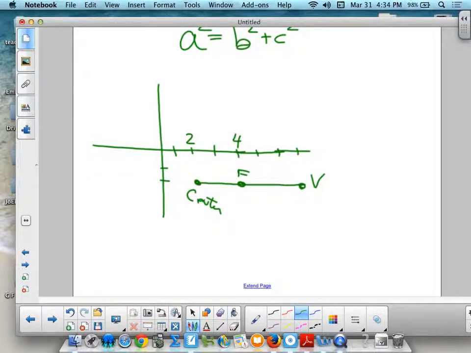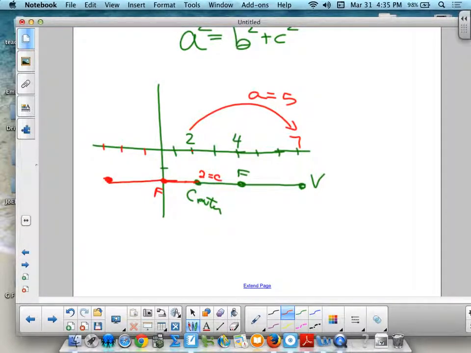Well, on the other side, here's the C value, by the way, which is a length of 2. Back up here, this is the other focus. And then since your A value is from 2 to 7, that means A is 5. So you back up 5 from the center. I have 2, 3, 4, 5. You're sitting about here.